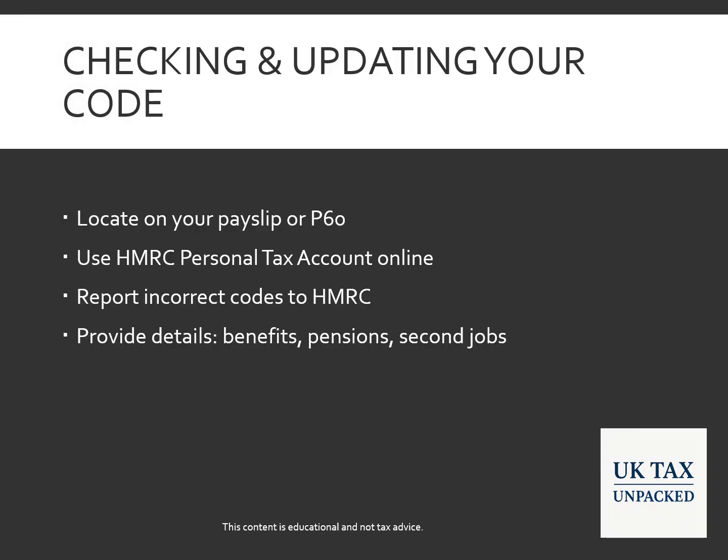Always check your tax code. It's on your payslip or P60. If something looks off, log into HMRC's personal tax account or ring the helpline. Report benefits, pensions or second jobs. A 5-minute check, even online, can save you hundreds of pounds.